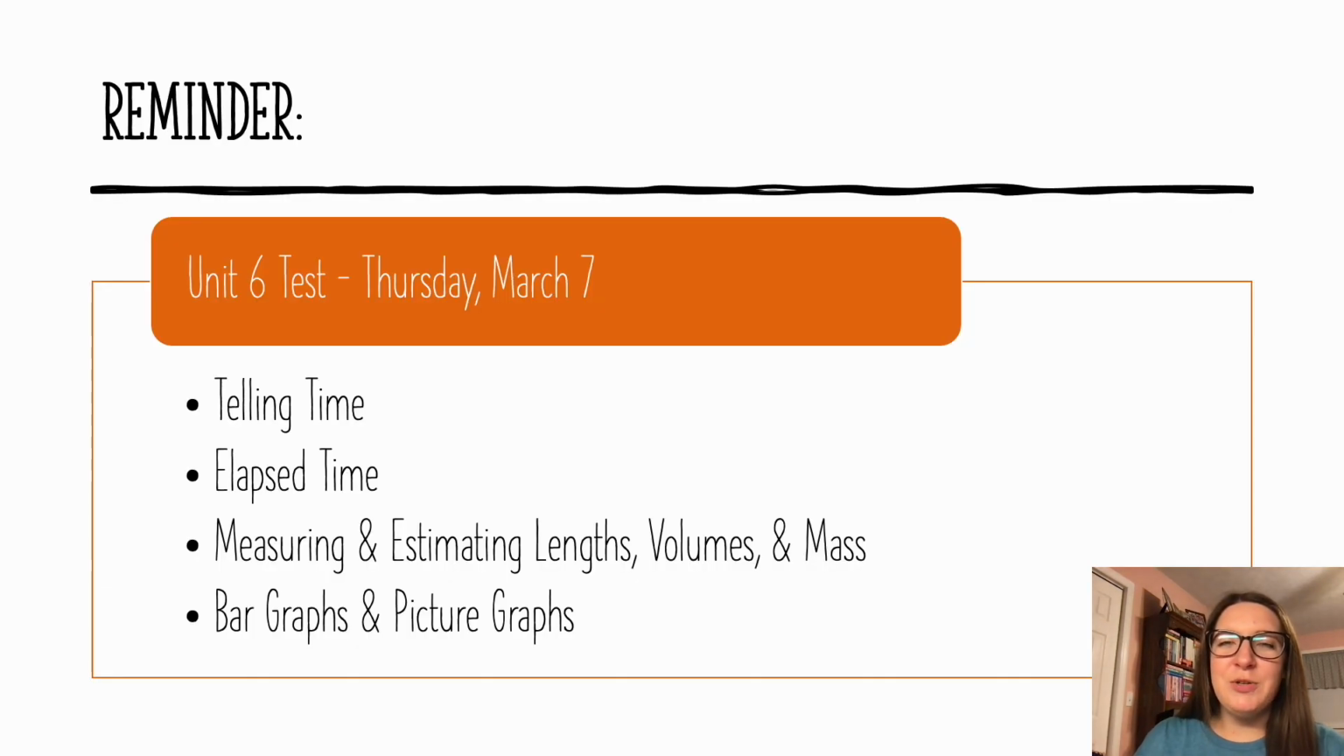As a reminder, your unit test is this Thursday, March the 7th. On this test, you will see problems involving telling time, elapsed time, measuring and estimating lengths, volumes, and mass, and bar graphs and picture graphs. For this lesson and video, however, we will just be focusing on elapsed time since this is the skill that we all seem to be struggling with the most.